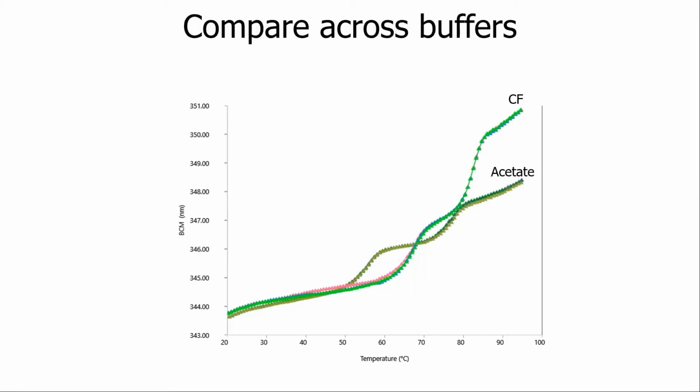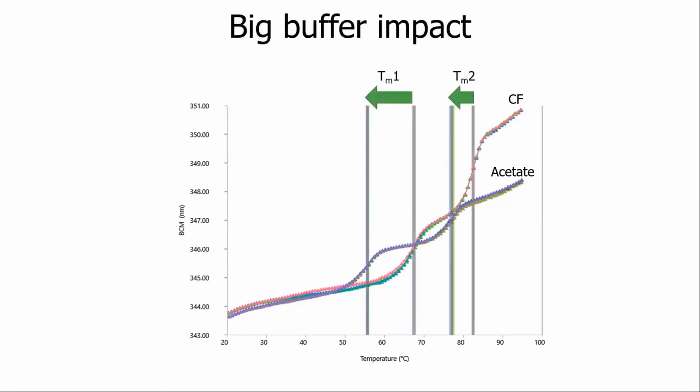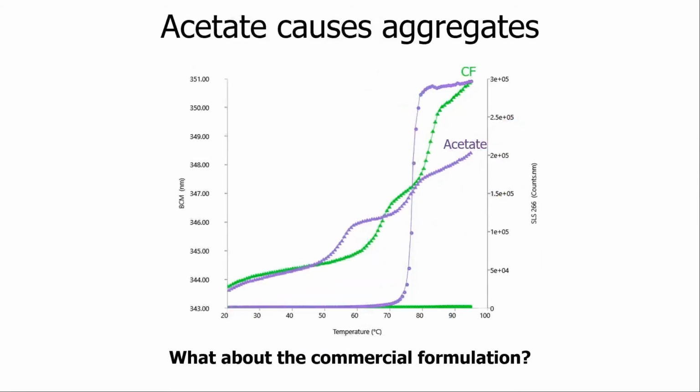If we buffer exchange that into an acetate buffer for comparison, we'll notice that there's a shift in the signal, and if we quantify that by looking at the melting temperatures, we see that there's a big impact of going into the acetate buffer because both melting temperature 1 and melting temperature 2 have shifted to lower temperatures, meaning the antibody is unfolding more readily in response to thermal stress. Since we know we're gathering simultaneous SLS data with our fluorescence data, we can get an answer not only on unfolding, but also on aggregation.